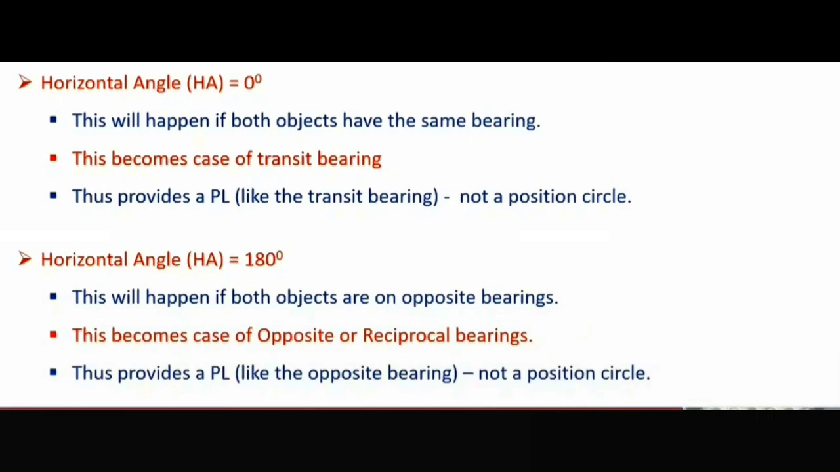So we have dealt with all the possible cases, chances or cases of horizontal angle. Horizontal angle equal to 0, horizontal angle less than 90, horizontal angle equal to 90, horizontal angle greater than 90, and horizontal angle equal to 180. And we have already said that horizontal angle in no case can be more than 180. So that covers all possibilities as far as position circle by horizontal angles is concerned.